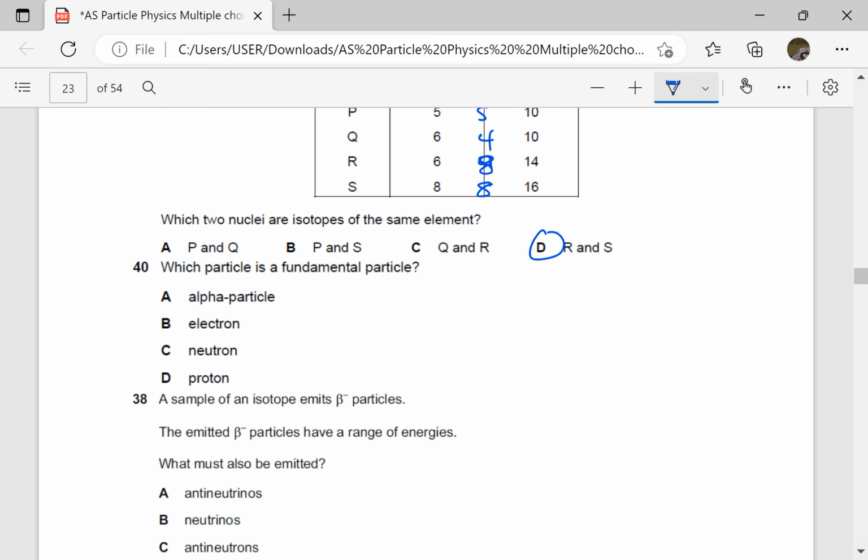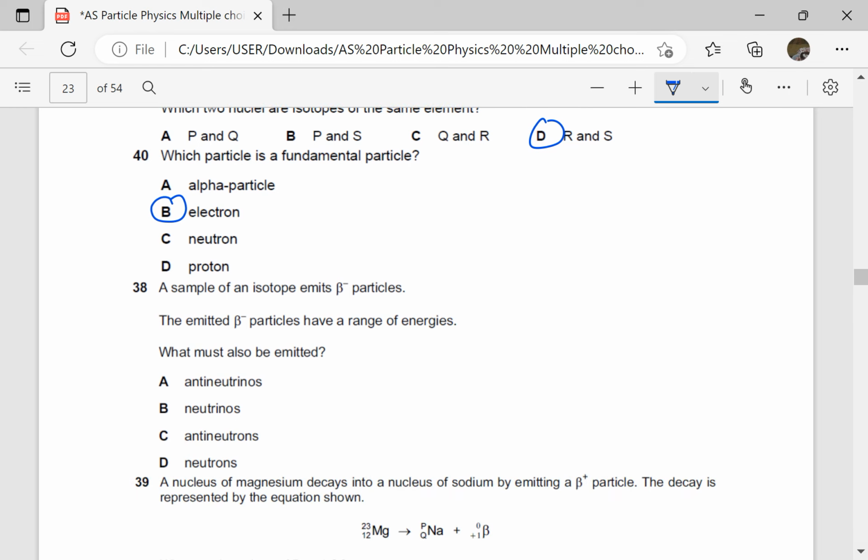Which particle is a fundamental particle? A fundamental particle should not be broken down any further. It should be the simplest. So alpha particles have protons, neutrons with quarks. An electron has nothing. Neutrons have up, down, down. Protons have up, up, down. They have quarks. So the answer is the electron.